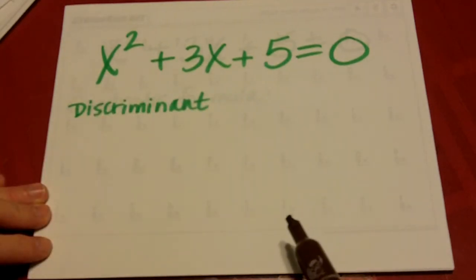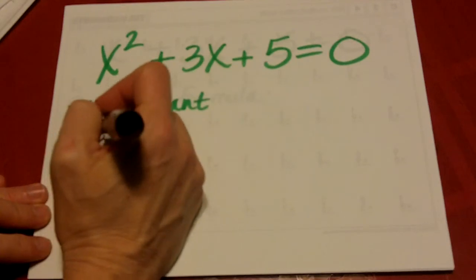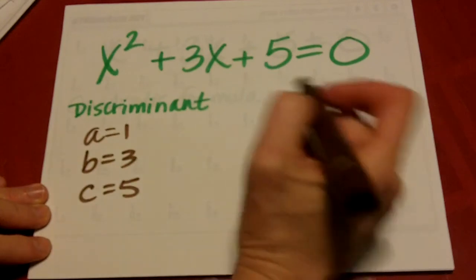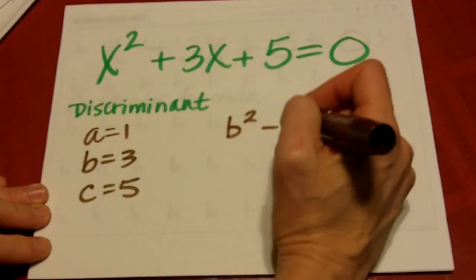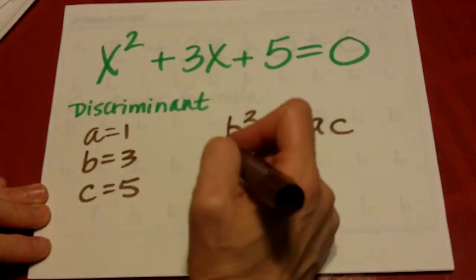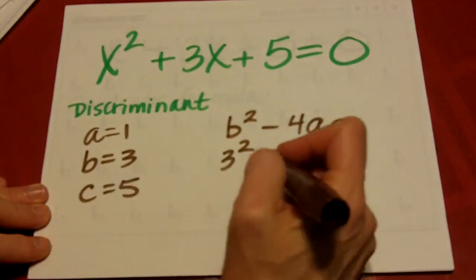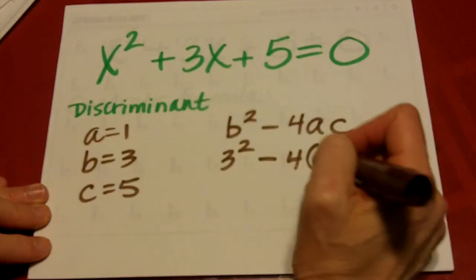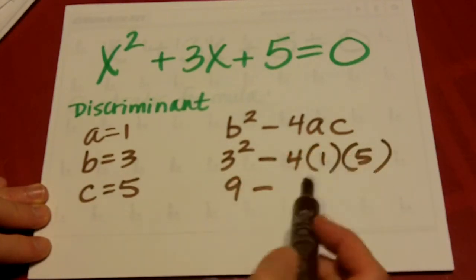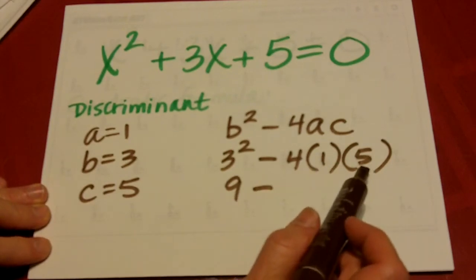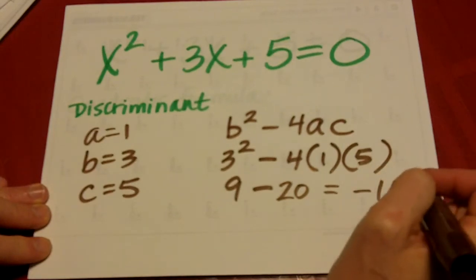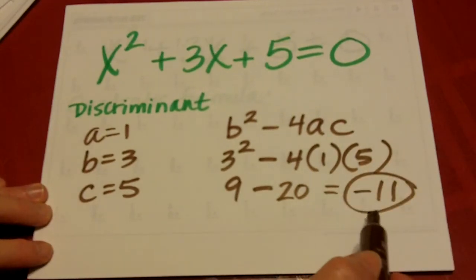If we had x squared plus 3x plus 5 equals 0, we know that a is 1, b is 3, c is 5. Okay, again, the formula for the discriminant is b squared minus 4 times a times c. We're going to go ahead and plug in our numbers. 3 squared, or b squared, minus 4 times a, which is 1, times c, which is 5. Well, 3 squared is 9, and 4 times 1 is 4, times 5 is 20. 9 minus 20 is negative 11. The discriminant here is negative 11.